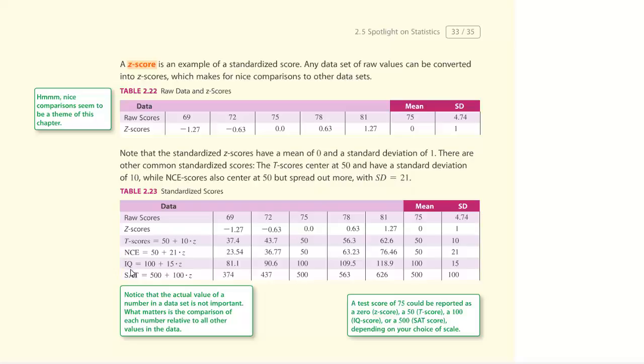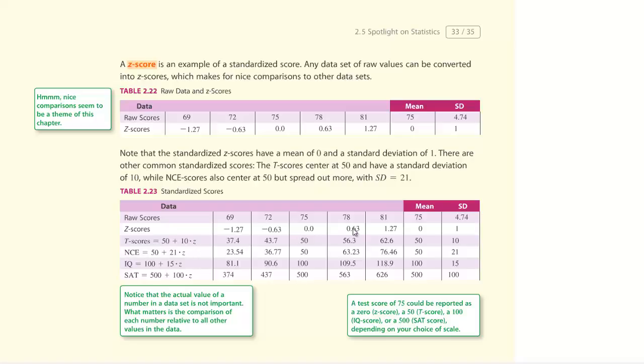IQ scores have an average of 100 and a standard deviation of 15. And then SAT scores. I'm assuming this is the new version of the SAT, because the old version had a different average. But the new version has an average of 500 and a standard deviation of 100. We can put all of that together and see how they compute. You can actually compute all of these from z-scores with simple conversions, right? You take your z, multiply by your standard deviation, and add the average to it, and that gives you the new score for that new set of data.